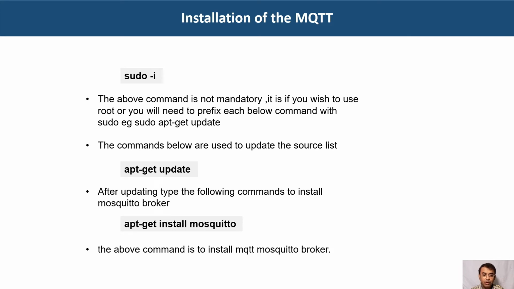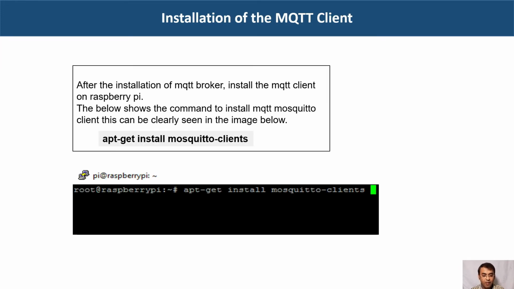You can see there are different commands. I am not reading out these commands, you can see them from here. Just type these commands in your Raspberry Pi terminal. This is apt-get install mosquitto-clients. We are actually installing the Mosquitto client with this command.